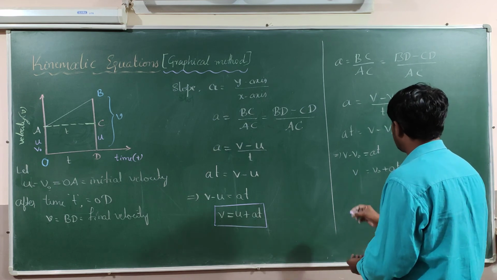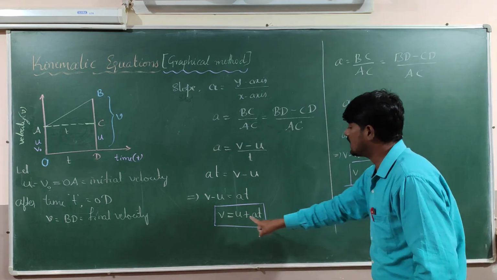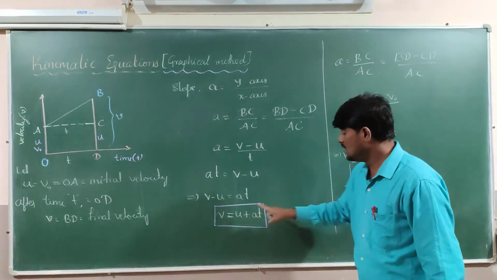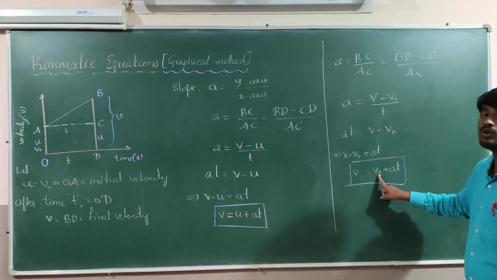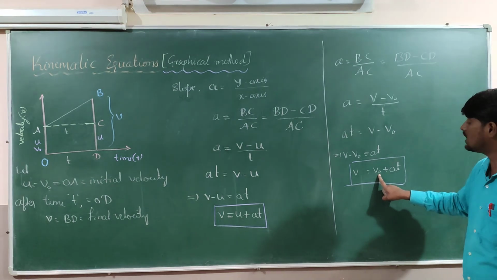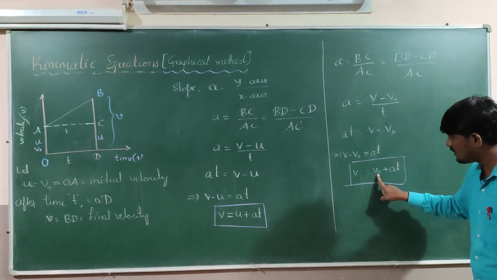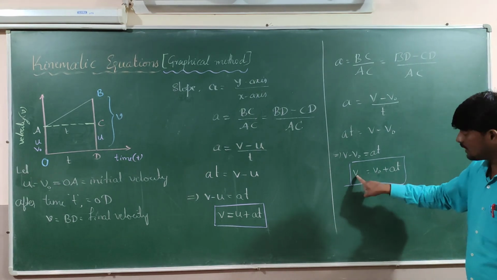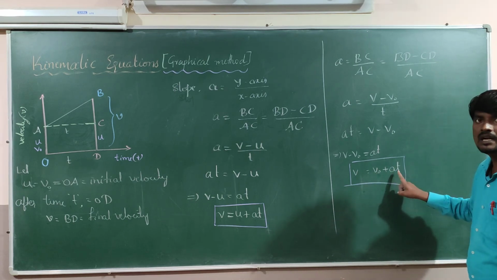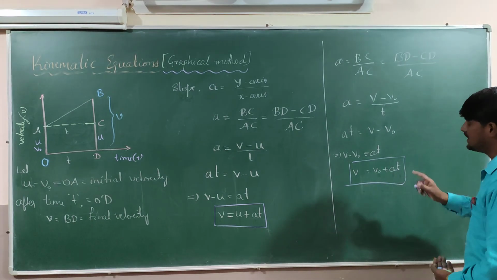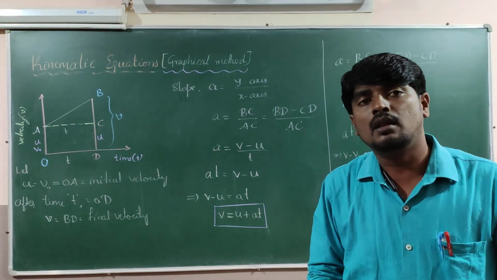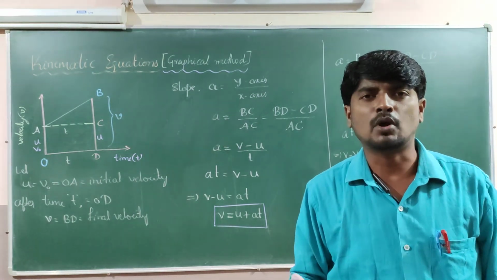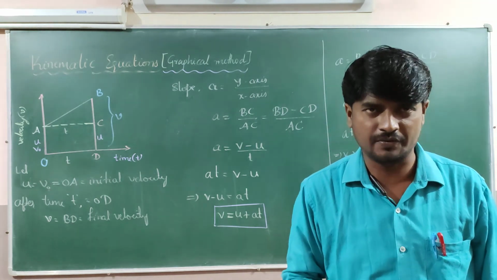This is one more parallel equation. Same parallel equation. Here I use initial velocity as U, here I use initial velocity as V0, because time is t equal to 0 here. So that is why I use V0 here. V0 indicates initial velocity, V indicates final velocity, A indicates acceleration, T equal to time period. Friends, henceforth we are now eligible to solve the numerical problems of our day-to-day life.